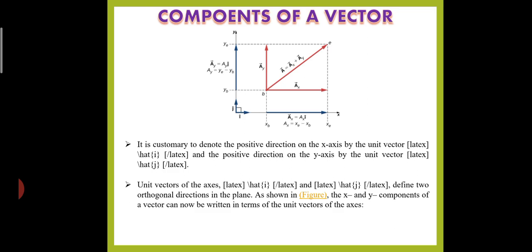It is customary to denote the positive direction on the x axis by the unit vector i-hat and the positive direction on the y axis by the unit vector j-hat. The unit vectors of the axes are defined as two orthogonal directions in the plane. In the figure shown, the x and y components of the vector can now be written in terms of the unit vectors of the axes.